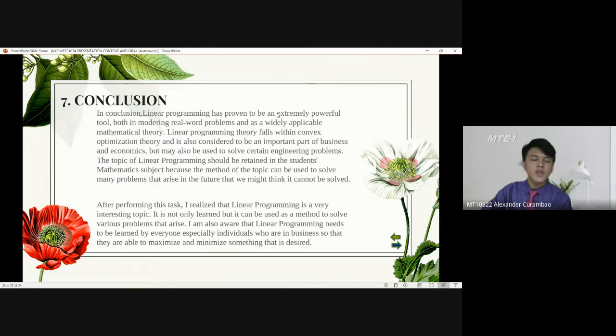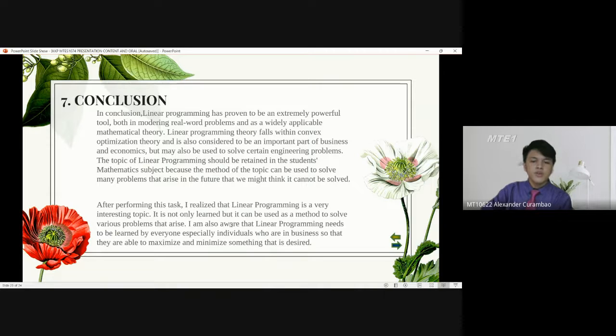The topic of linear programming should be retained in the students' mathematics subject because the method of the topic can be used to solve many problems that arise in the future that we might think cannot be solved. After performing this task, I realized that linear programming is a very interesting topic. It is not only to be learned, but it can be used as a method to solve various problems that arise.